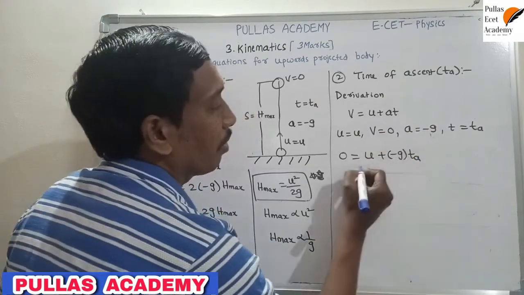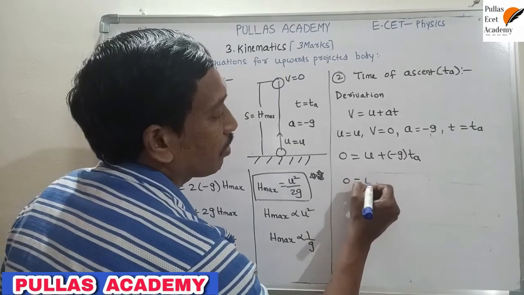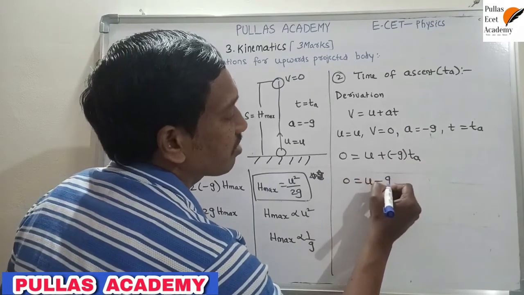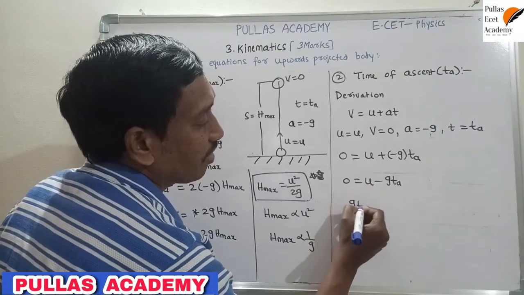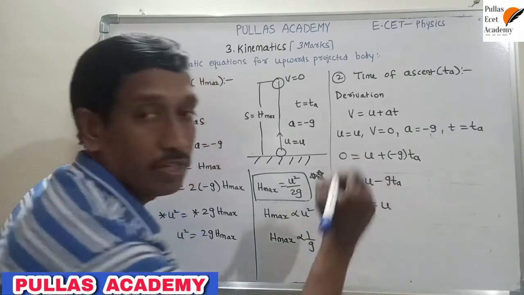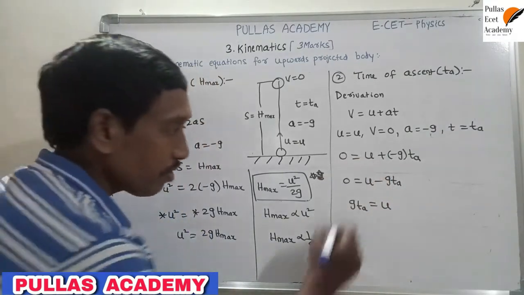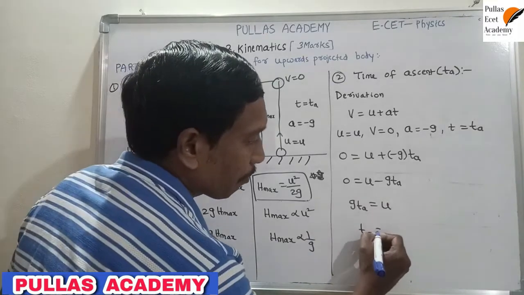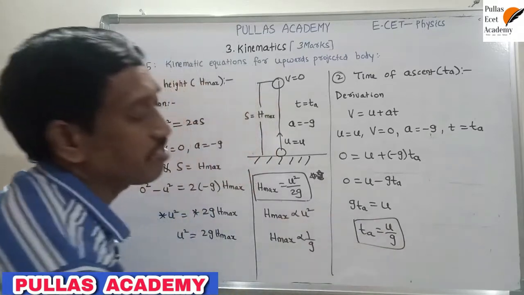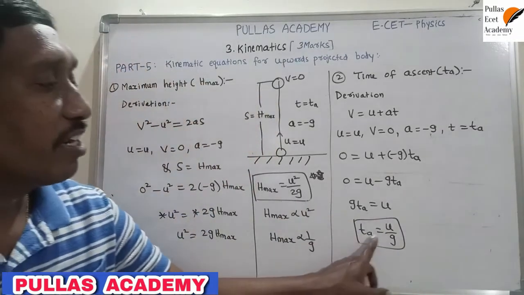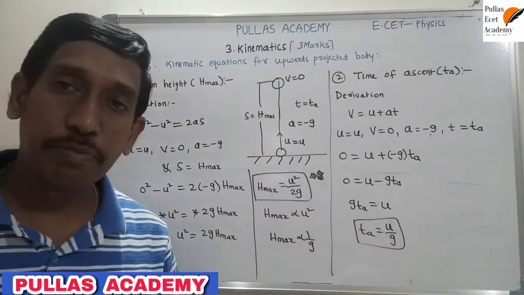Okay, this is the formula. Here 0 is equal to u plus (into) minus gTA. Minus gTA shifting, then plus gTA is equal to u. Next, TA is equal to what? U by g. So this expression gives the time of ascent: TA is equal to u by g.